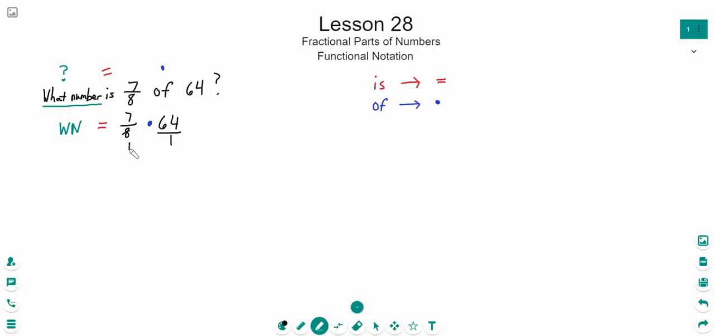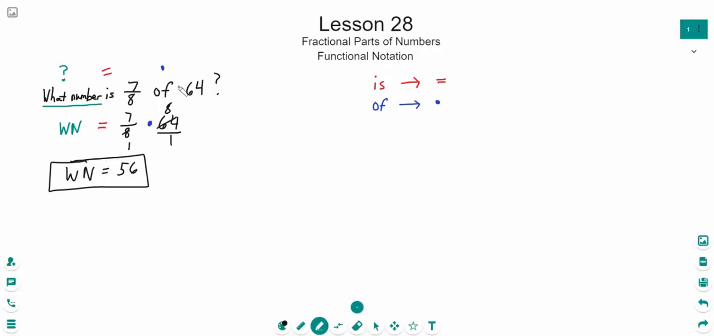So 8 can go into itself once. 8 can go into 64 8 times. And then 7 times 8, well, that's 56, right? So the what number is equal to 56. So if I were to read that back, I could say that 56 is 7/8 of 64. Okay? Does that make sense?